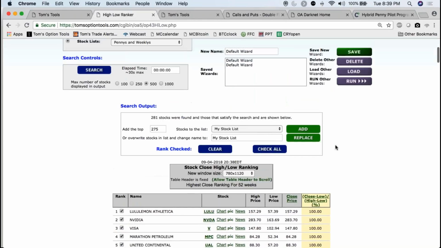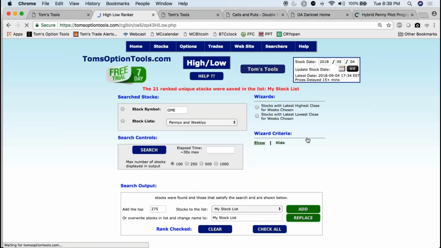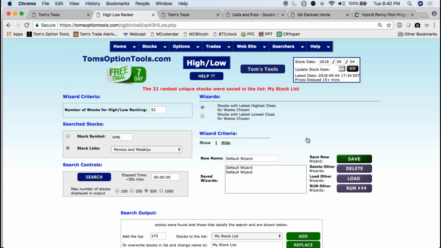So what I can do is save those. Out of those 275 stocks that I have listed, let's just save the top 21. I'm going to replace my stock list. Whatever was in there, it's now got 21 ranked unique stocks. That was spotting opportunity. That was just a quick way of looking at something that, if it's high today, there's a good chance it's going to be going higher tomorrow.